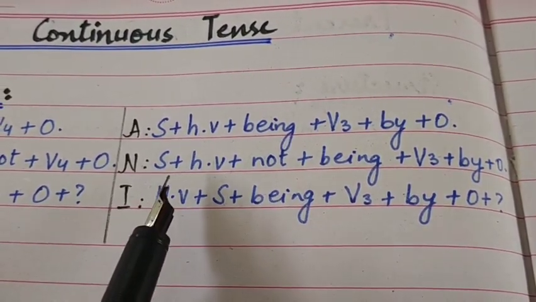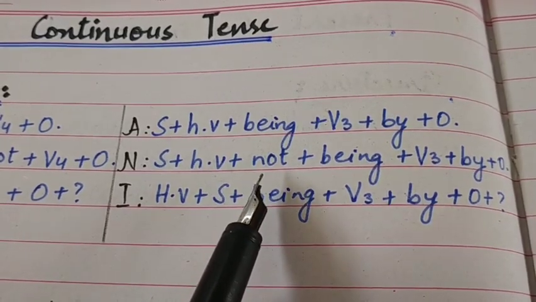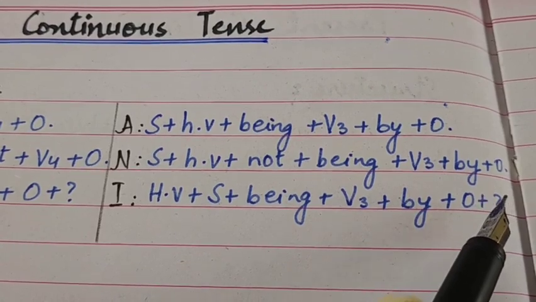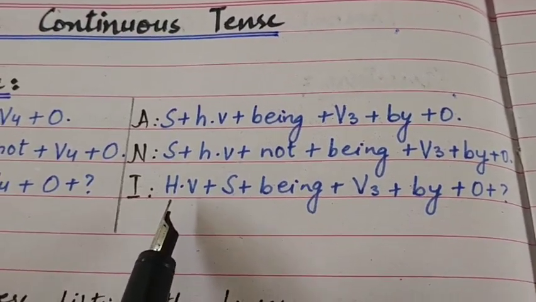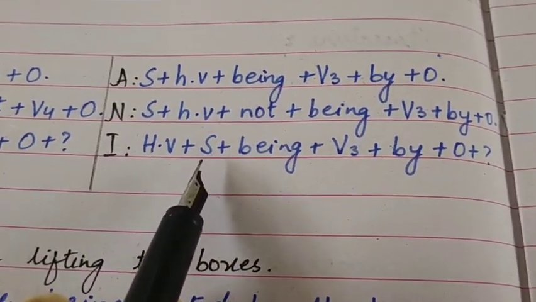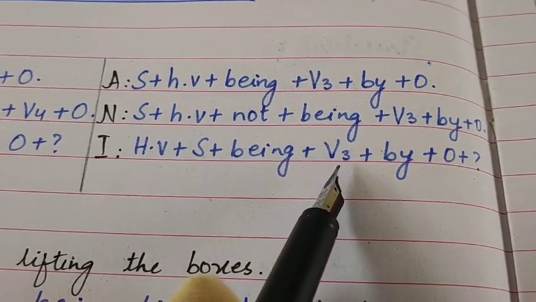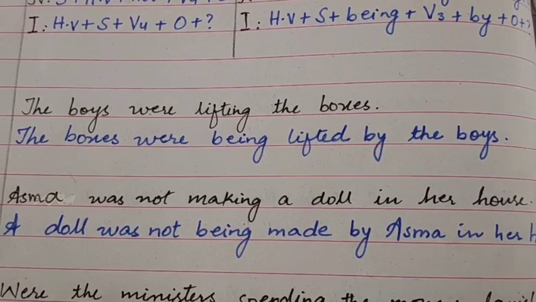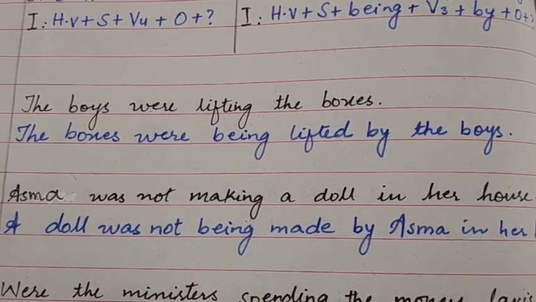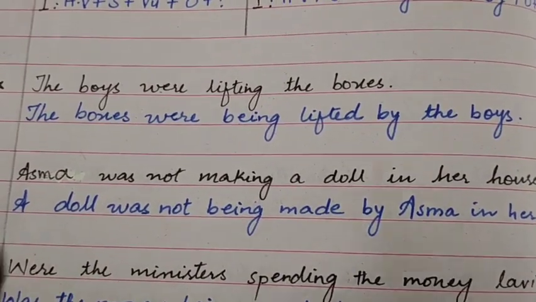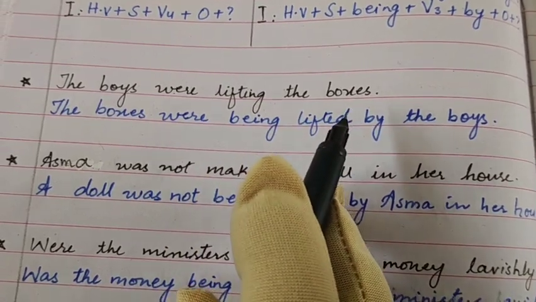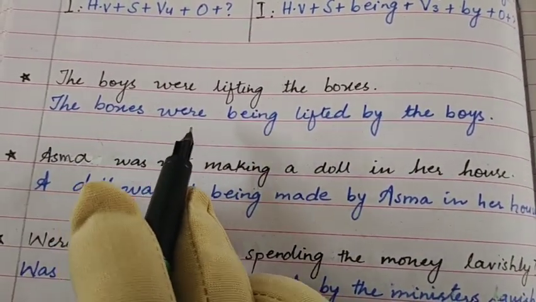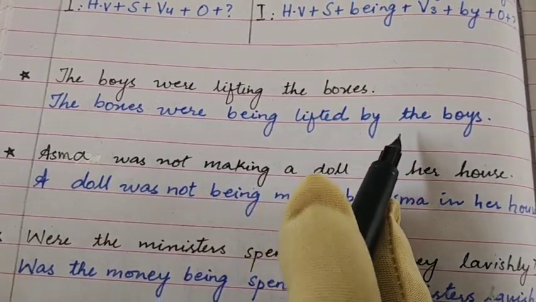Then negative is subject plus helping verb plus not plus being plus verb third form plus by plus object. And in interrogative, helping verb plus subject, then being, the third form of verb, followed by and object. Now let's take a look at the examples. The boys were lifting the boxes. Okay, the boxes were being lifted by the boys.